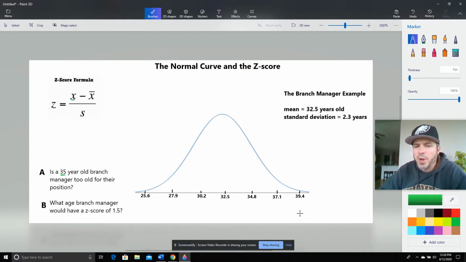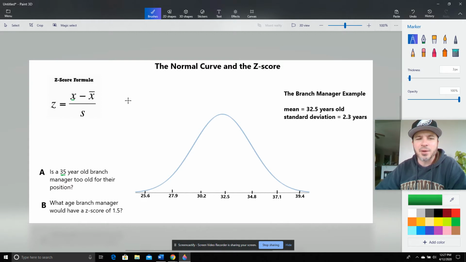Now we haven't built our normal curve here. Let's say we don't have time to build this out. But we still want to know how normal is that? Is it weird to be 35 years old and a branch manager? Is that too old, too young? Where does that fall in relation to our mean? What we could do is run it through this z-score formula over here.